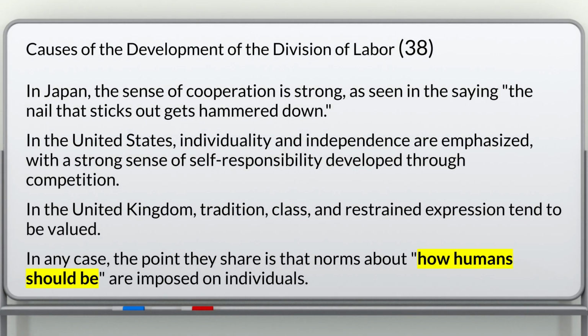In Japan, the sense of cooperation is strong, as seen in the saying "the nail that sticks out gets hammered down." In the United States, individuality and independence are emphasized, with a strong sense of self-responsibility developed through competition. In the United Kingdom, tradition, class, and restrained expression tend to be valued. In any case, the point they share is that norms about how humans should be are imposed on individuals.